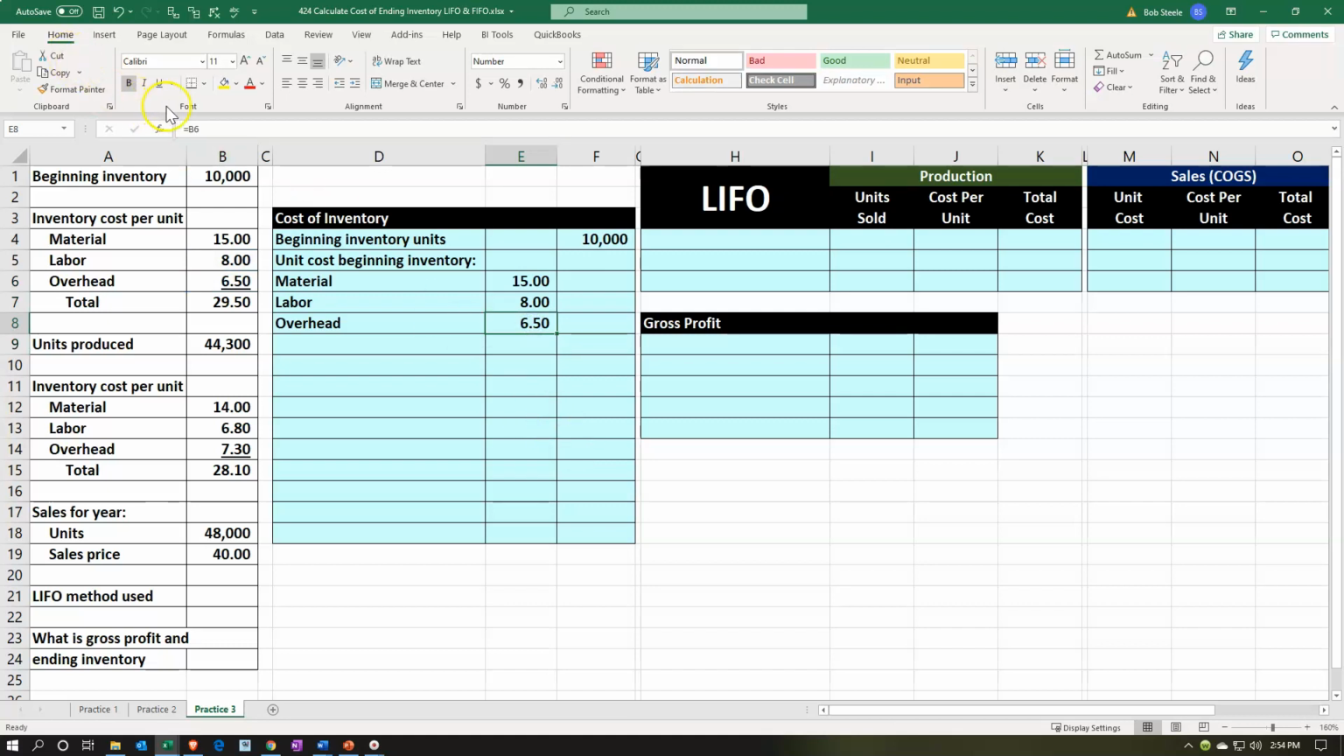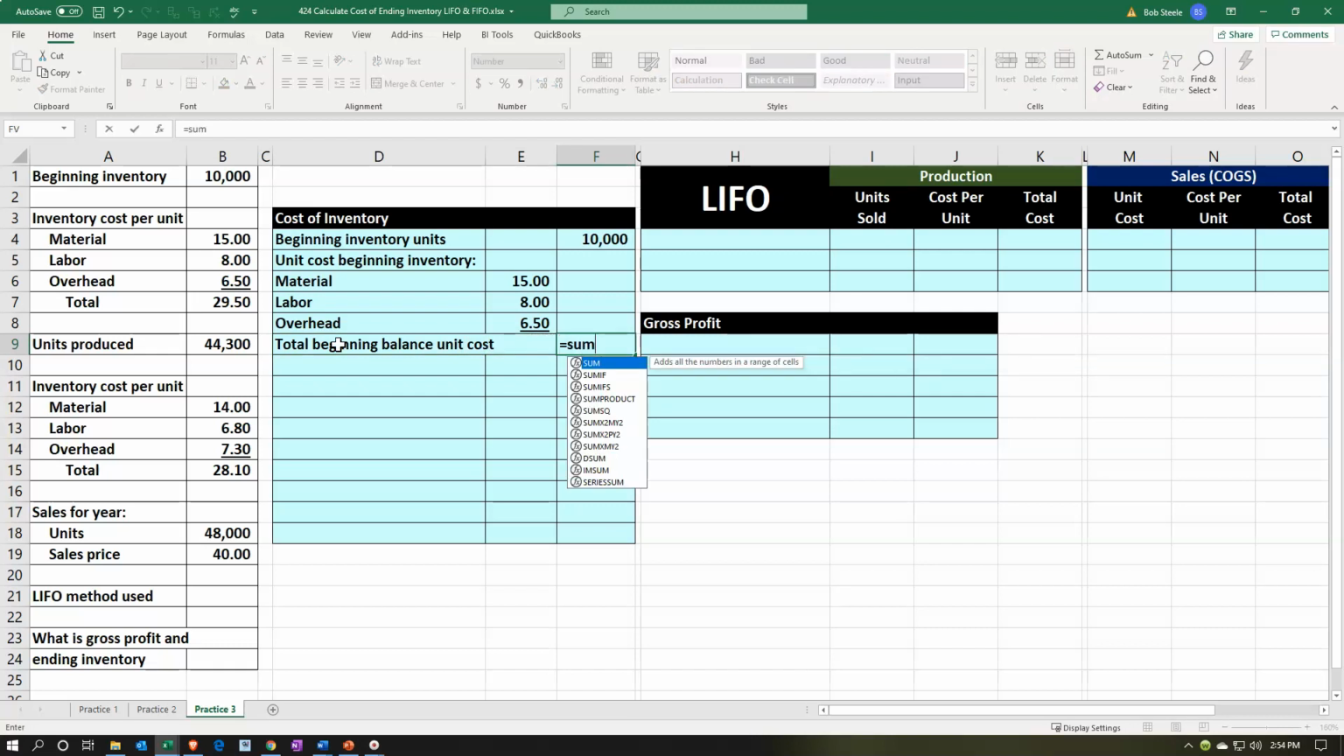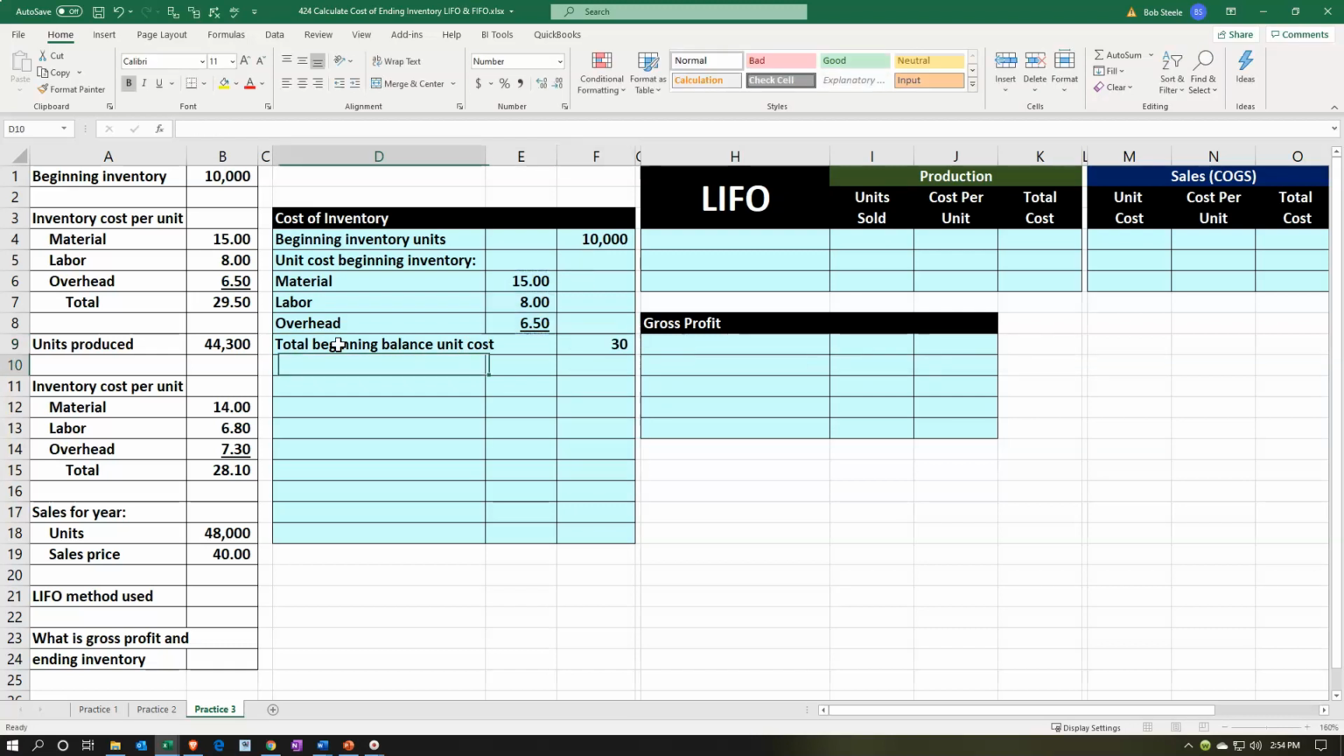Then I'm going to go to the Home tab font underline. We're then going to say this is going to be the total costs. All right, let's call it this way. Let's say it's the total beginning balance unit cost, and that's going to be equal to the sum of these items.